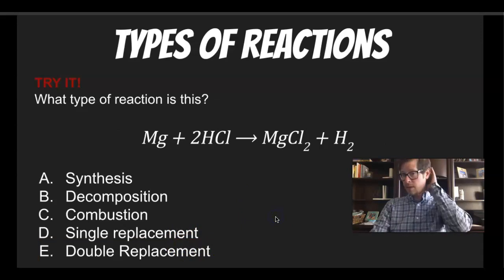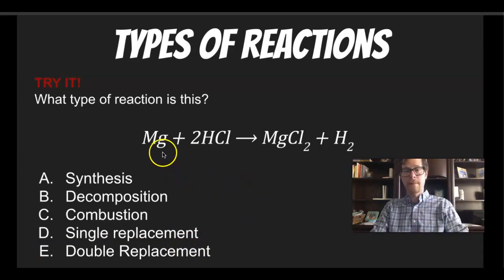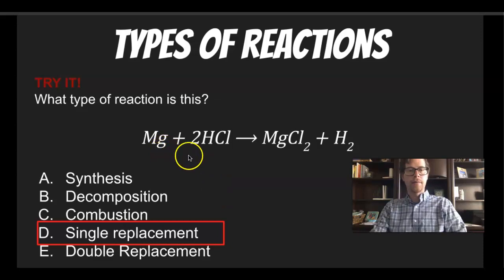Okay, next one. Try this one on your own first, and then pause the video. So we've got magnesium and hydrochloric acid reacting together to form magnesium chloride and some hydrogen gas. Pause the video, try it on your own, and then let's see. Okay, so what you should have seen, hopefully, is that magnesium takes the place of the hydrogen. These two swap while the chlorine is always part of a compound. So 1 takes the place of 1, giving us magnesium chloride and hydrogen gas. That is a single replacement reaction.